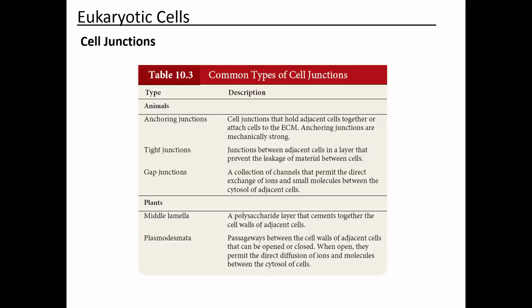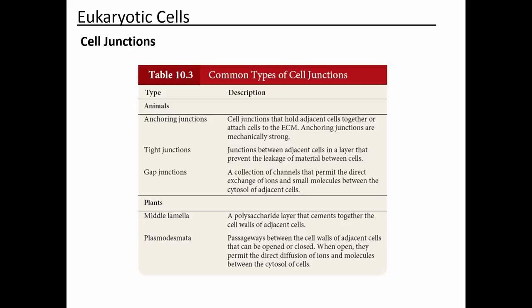Tight junctions are another type of cell junction, and these seal cells together. What they do is they prevent molecules and other things from leaking across a cell layer. Examples of cells that would be connected by tight junctions are the epithelial cells that line your intestine. They would be connected to each other by tight junctions, and that would prevent things from leaking between cells in your intestinal tract.